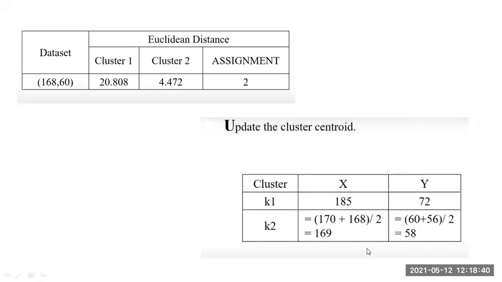If I tabulate these values here, 20.808 and 4.472, you can see the lesser value is 4.472. That's what we have discussed here.